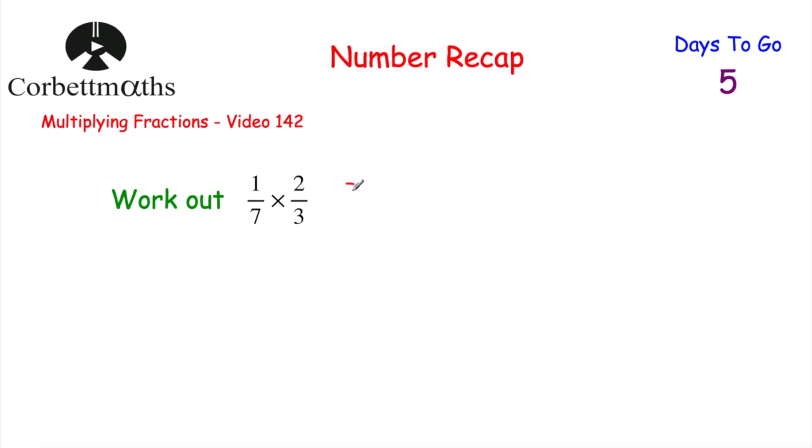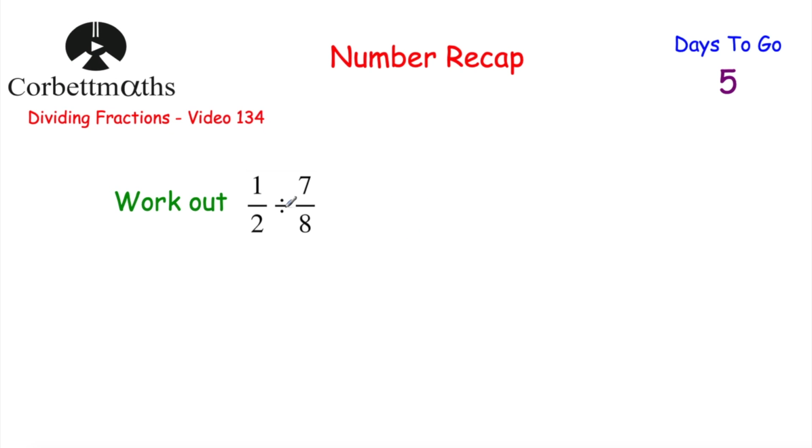Now, multiplying fractions. Multiplying fractions is quite nice. You just multiply the numerators and multiply the denominators. So if we were to work out 1/7 times 2/3, just multiply the numerators. 1 times 2 is 2. And then 7 times 3, multiplying the denominators, would be 21. So 1/7 times 2/3 would be 2 21sts, and that's it. So to multiply fractions, just multiply the numerators and multiply the denominators, and cancel down at the end if you can.